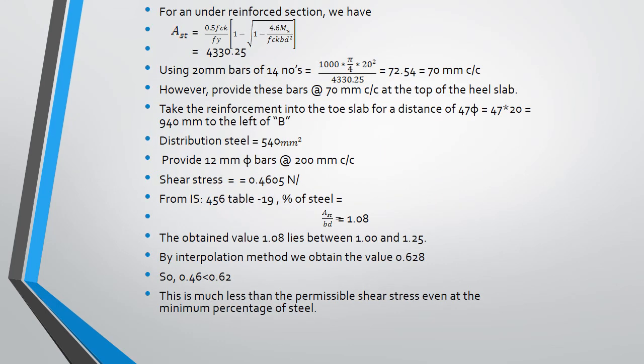Now this is an under reinforced section. We use the formula as given to evaluate the area of steel, which we obtained as 4330.25 mm square, by using 14 mm bars at 70 mm spacing. The reinforcement is provided. For the distribution reinforcement, 12 mm diameter bars are used. Now the shear stress is calculated, for which we got 0.4605 Newton per mm square. From the IS 456 table, for the percentage of steel 100 Ast by bd of 1.08, the shear stress value is 0.638. Now this value is greater than the shear stress for this design, so it is safe.